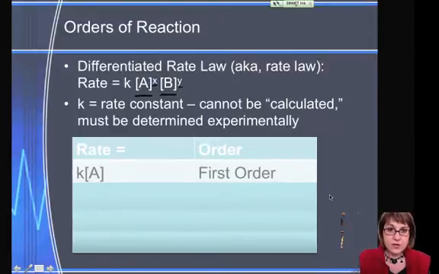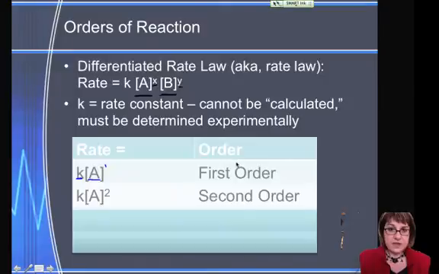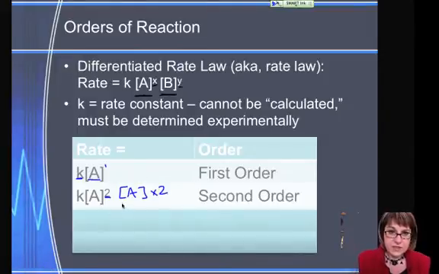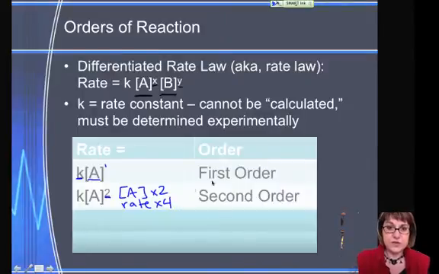So if we have a rate law that is equal to the constant times just one thing, A raised to the first power, we call that a first order rate law. But if it's raised to the second power, then we call that a second order rate law. That would be a situation where doubling the concentration of A results in the rate being quadrupled, right? 2 squared.